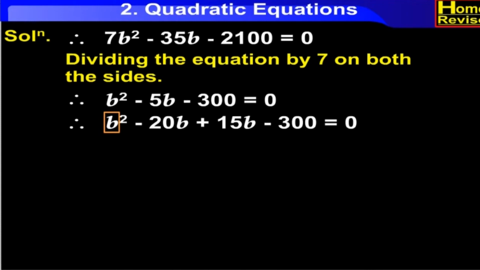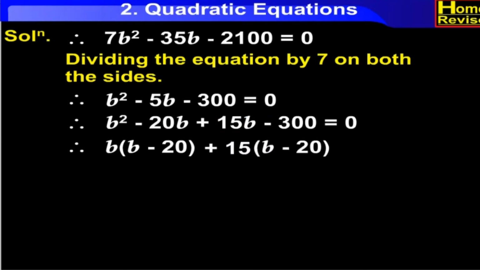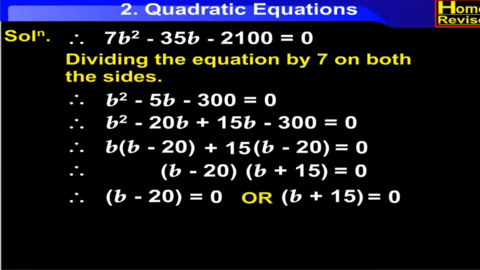Now taking out B common from the first two terms, we have B into (B minus 20). And taking out plus 15 common from the next two terms, we have plus 15 into (B minus 20) is equal to 0. Therefore, (B minus 20) into (B plus 15) is equal to 0. Therefore, B minus 20 is equal to 0 or B plus 15 is equal to 0. Therefore, B is equal to 20 or B is equal to minus 15.